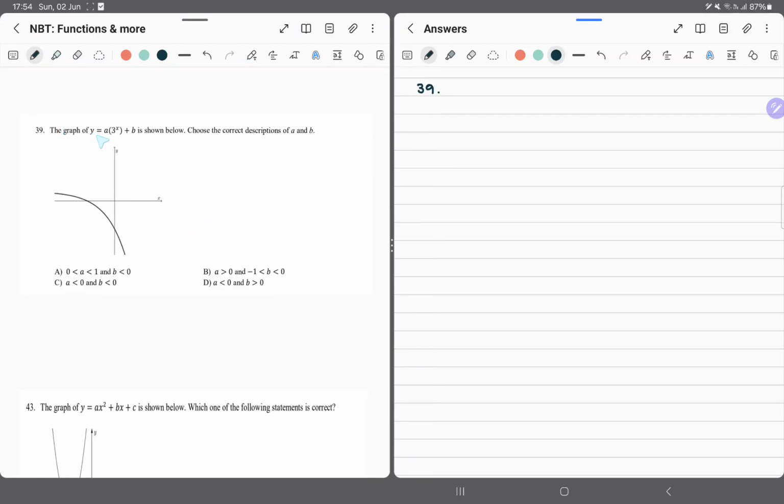Now we are given the graph of y equals a times 3 to the exponent x plus b, shown below. When we look at this expression, this is an exponential graph. This is an exponential function. Sometimes I write it that way in short.